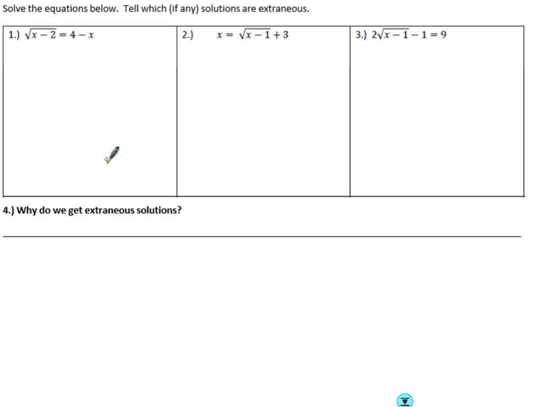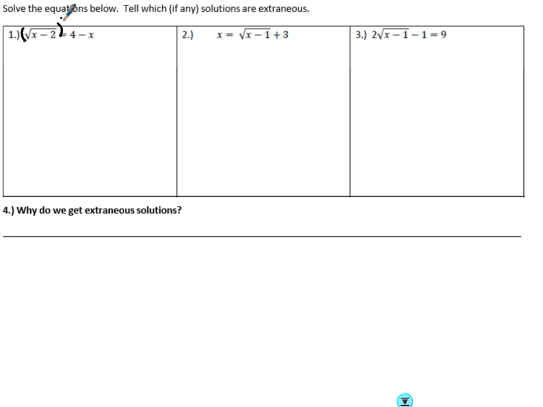So this is the first part of the review. 1 through 3 is solving square roots. In order to solve square roots, the first thing we have to do is isolate the root. In number 1, it's already isolated, so we can begin solving.